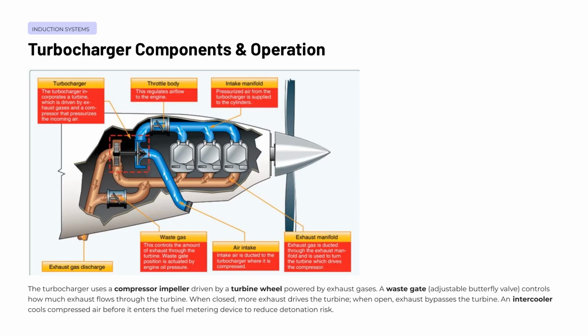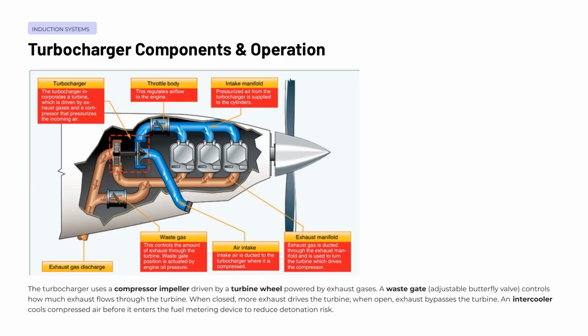The turbocharger is a key component in many high-performance aircraft engines, and understanding how it works is essential for safe operation. At its core, the turbocharger consists of two main elements connected by a common shaft, a turbine wheel and a compressor impeller. Exhaust gases exiting the engine flow through the turbine, causing it to spin at extremely high speeds. That spinning motion drives the compressor impeller, which draws in outside air, compresses it, and forces it into the induction system at a higher pressure than would be possible at altitude.